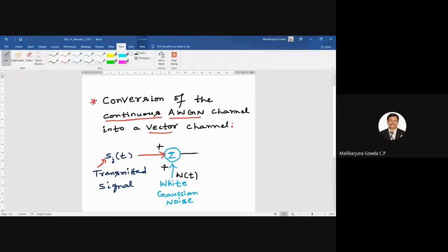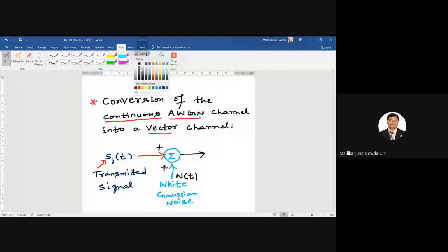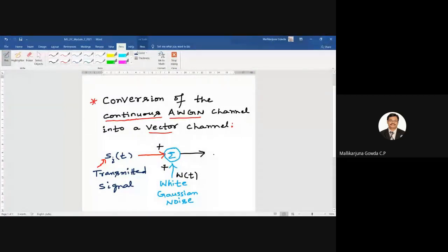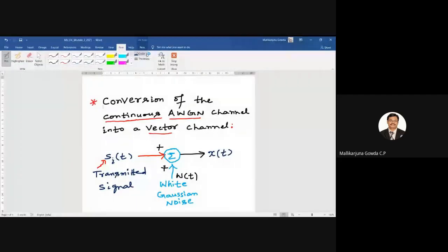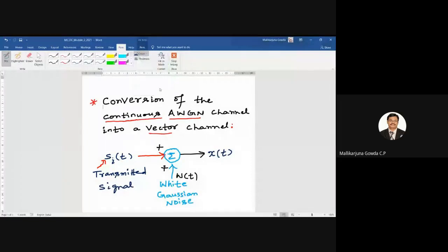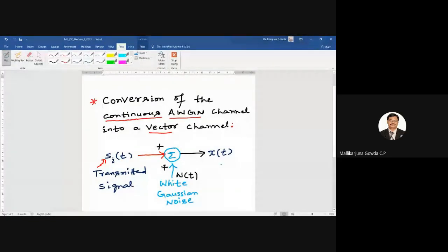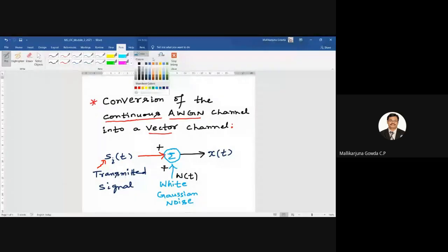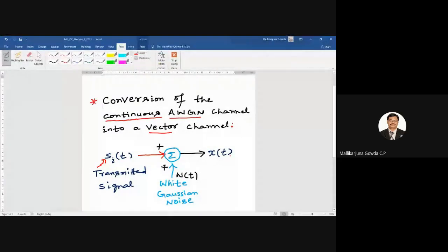So output will be what? This will be the received signal, what I can say. Hope we are able to visualize this. So this I denote as x of t. So this x of t is my received signal. X of t is the received signal. Yeah, so this is my received signal.